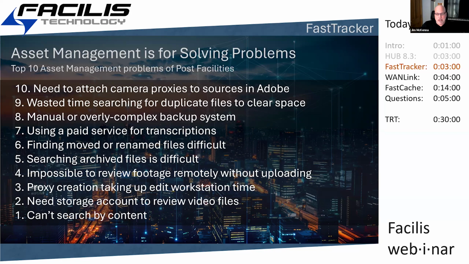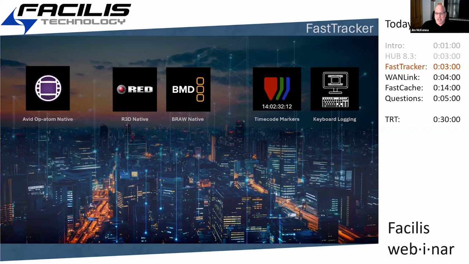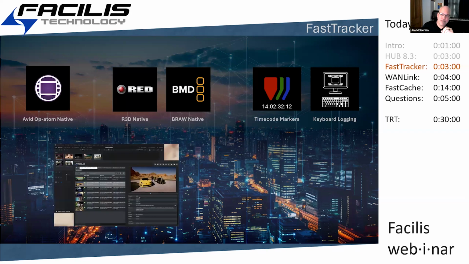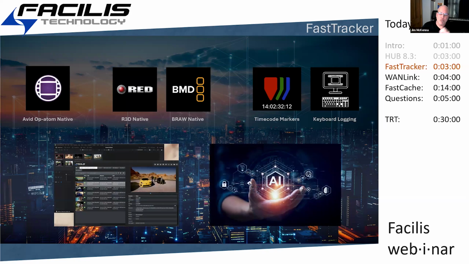FastTracker is included in the basic support contract for any Facilis Hub server. The newest version is 3.8.1, which now includes Avid native DNX proxy generation, RED and BRAW compatibility, timecode-based markers, and new keyboard shortcuts for logging and tagging workflows. Version 3.8.2 in development now includes our new DaVinci Resolve panel and enhanced analysis through model-based Vertex AI. Look for that to release before NAB.